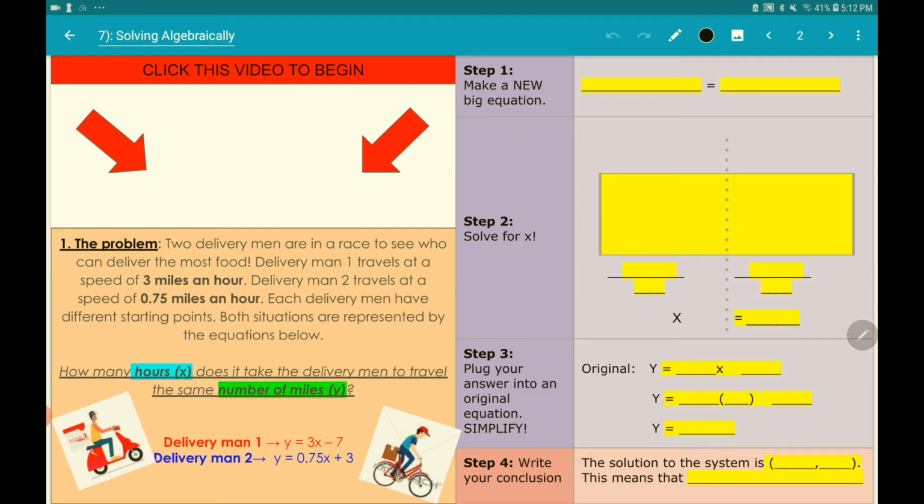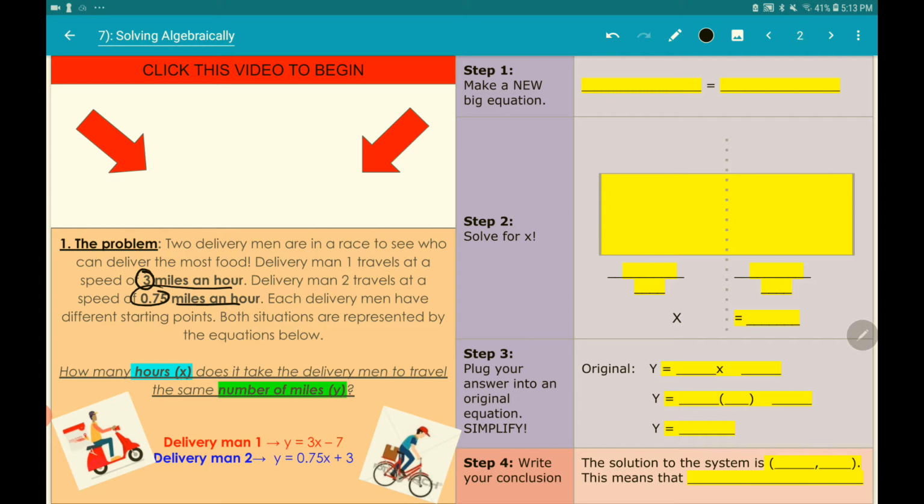All right, so the problem. 2 delivery men are in a race to see who can deliver the most food. Delivery man 1 travels at a speed of 3 miles an hour. Delivery man 2 travels at a speed of 0.75 miles an hour. Each delivery man has a different starting point. Both situations are represented below in the equations. How many hours, X, does it take the delivery men to travel the same number of miles, Y?